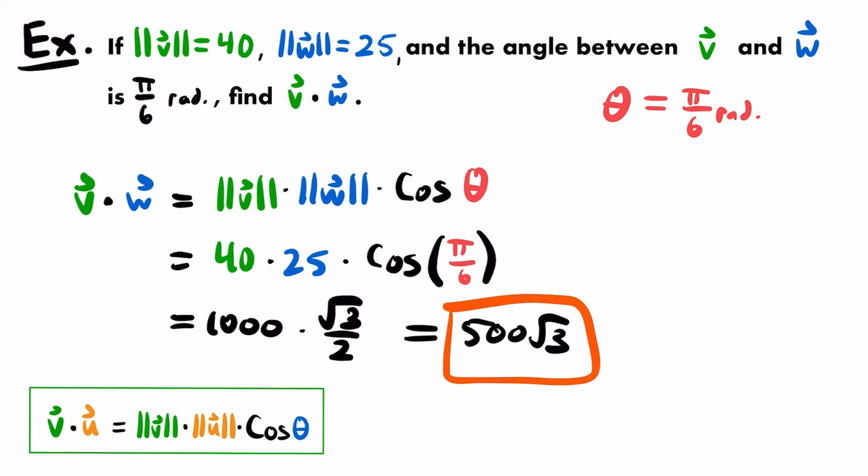Okay, we didn't have to use the traditional formula. In fact, we couldn't even use it if we wanted to. We don't know the components of vector v and vector w in this problem, and so using this alternate form of the dot product was pretty helpful here. Okay, so be on the lookout for scenarios like this, where you know the angle between two vectors and you know their magnitudes. You can use that information to find the dot product of those vectors. Okay, let's take a look at a different example.